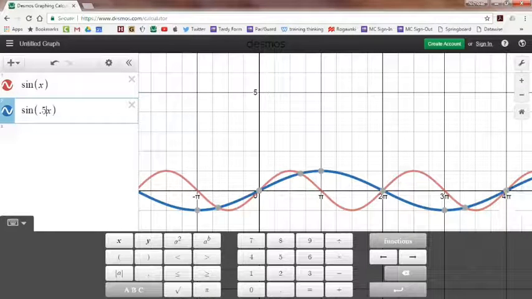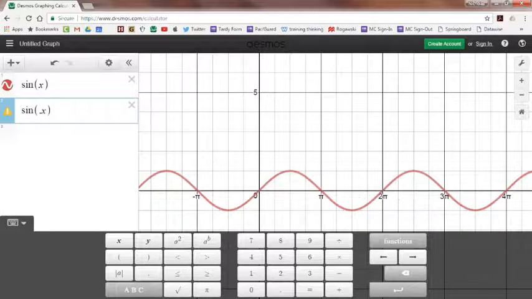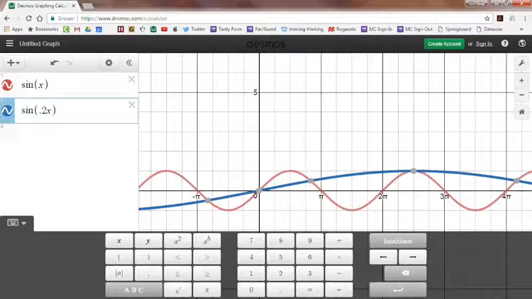4 pi. So let's try a smaller number than 0.5. What's a smaller number than 0.5? 0.2? Okay, that sounds good. Whoa! You can't even see the curve anymore. Here, let's back out.